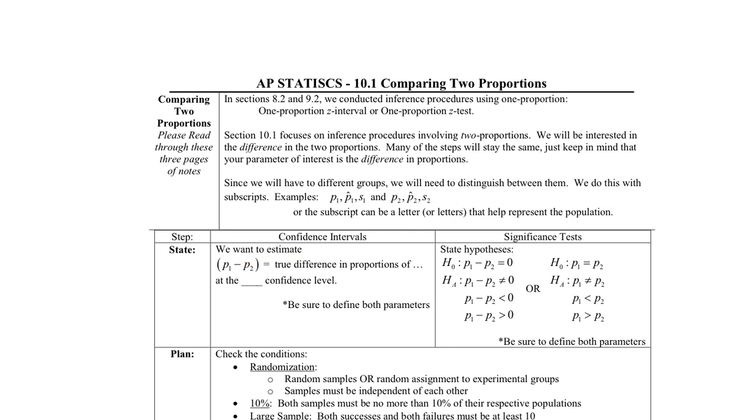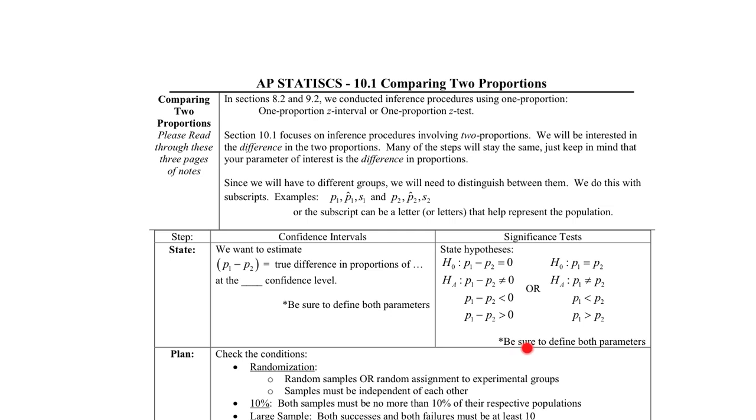We want to estimate, but this time we want to look at the difference between our results, our subtraction. So the true difference of proportions in context, at whatever confidence level, usually 95%, but sometimes some other things. You want to be sure you define both parameters here. So make sure you specifically say what P1 and what P2 are.